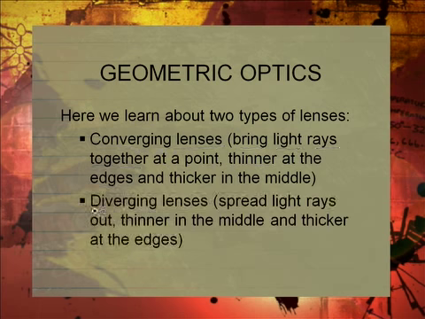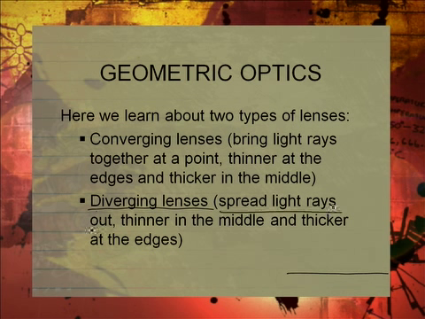And we also have diverging lenses. These ones will spread light rays out. They are thinner in the middle and thicker at the edges. So you can see that the diverging lenses are actually the opposite of what converging lenses are.